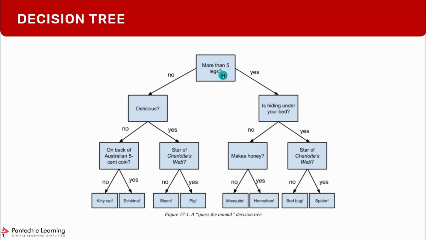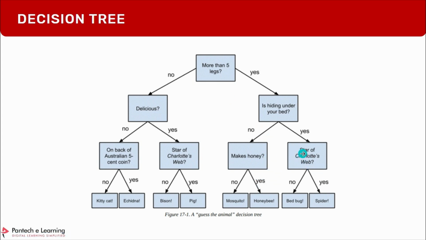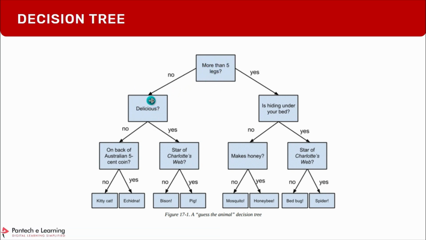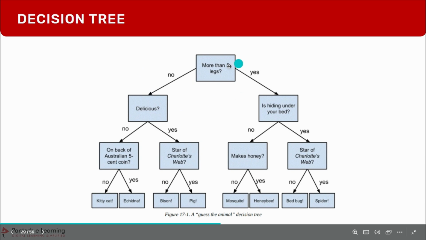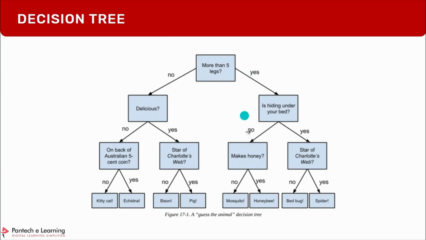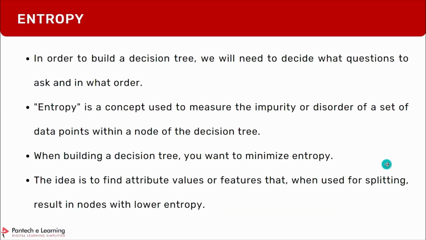Okay, so I don't know exactly about the legs, they are given here. Okay, so talking about makes honey means it's a honeybee which can be under your bed and it can have more legs. Fine. Talking about this star of Charlotte's Web, whether it builds good webs, whether it's a bed bug or spider, you can decide with that. If it's less than 5 legs, then it's delicious, which means whether it's an eatable one. Okay, so if it's a yes, then it's going with the next few categories. Like that the algorithm decides with your target variable and then goes step by step till it reaches the end, so that with that it can learn. That's how a decision tree works.